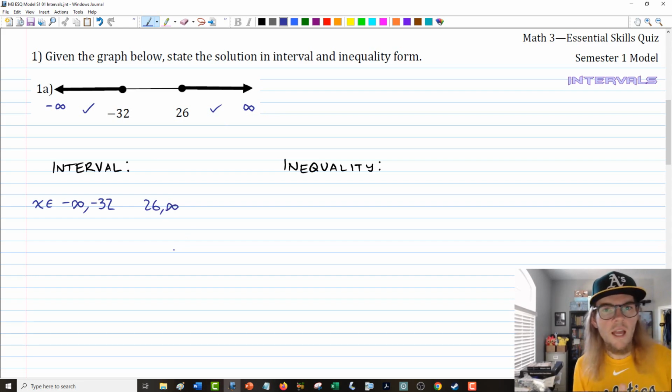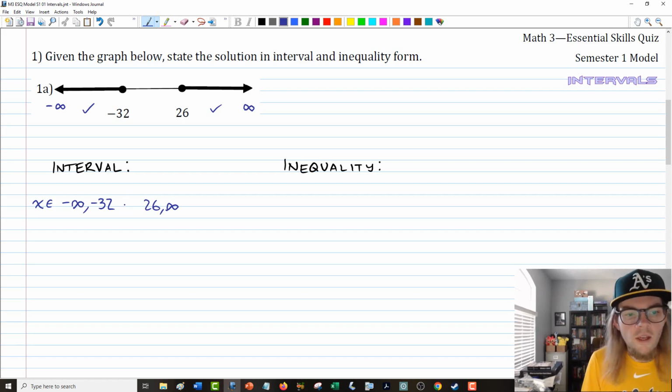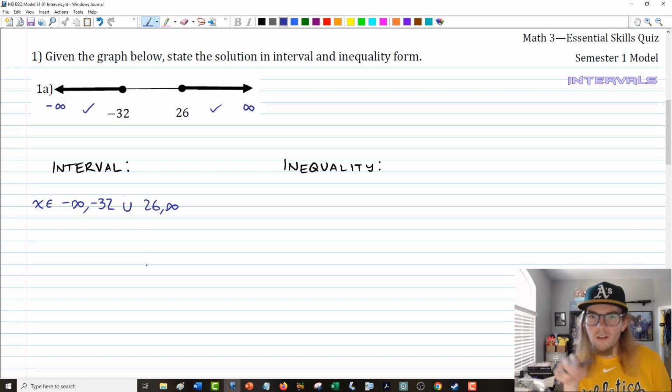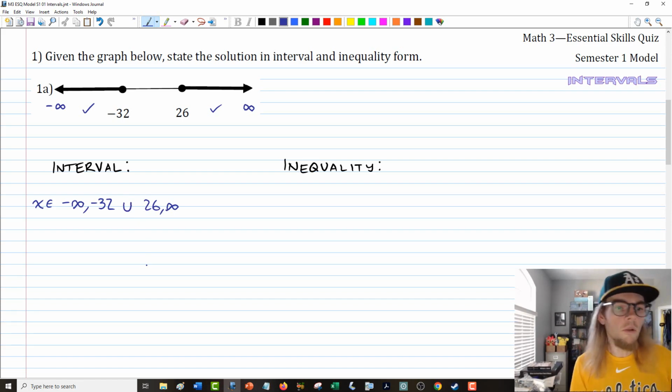The next thing we should consider is how do we connect these? Well, it's going to include numbers from either of those sets. So we're going to include this symbol, kind of like a U without the little tail. That is called the union symbol, and that union symbol is going to join them together.